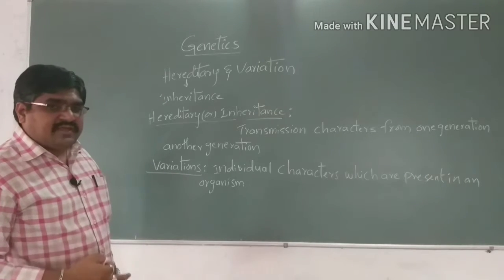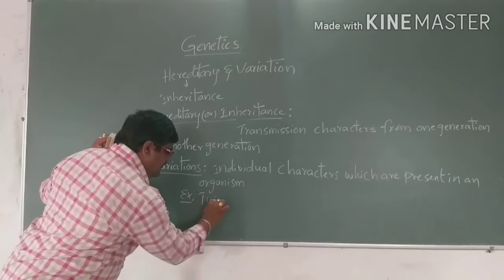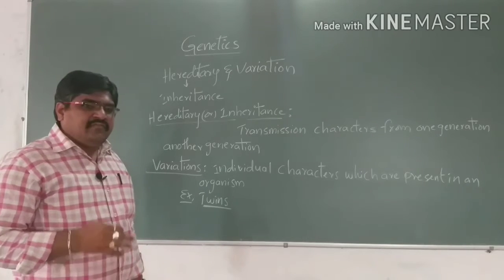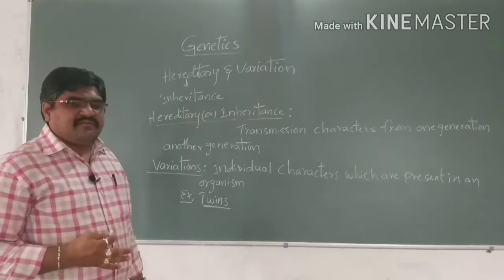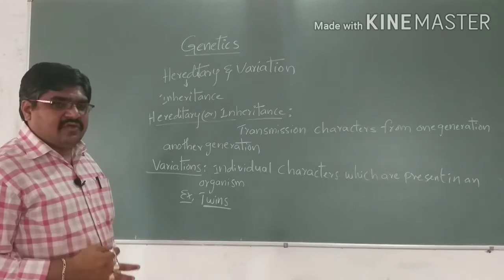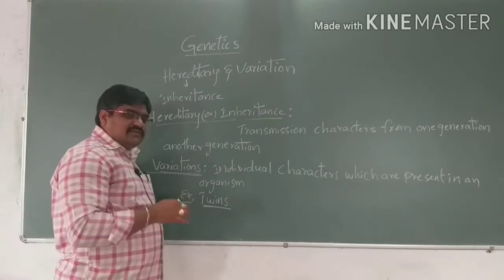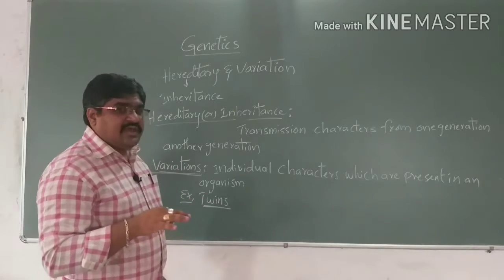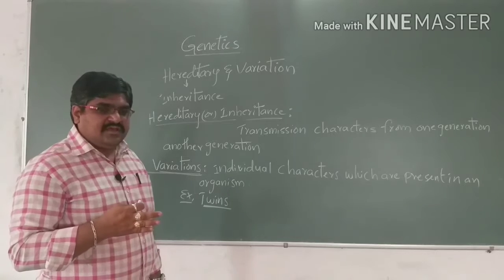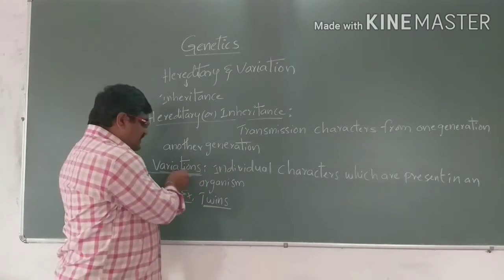For example, if variations take place in twins, they look morphologically the same, but when it comes to the characters, they differ from one to another. So the differing characters present in an individual organism, we call variations. Even in twins, they look the same morphologically, but the internal characters of one individual differ from the other, and we call that variations.